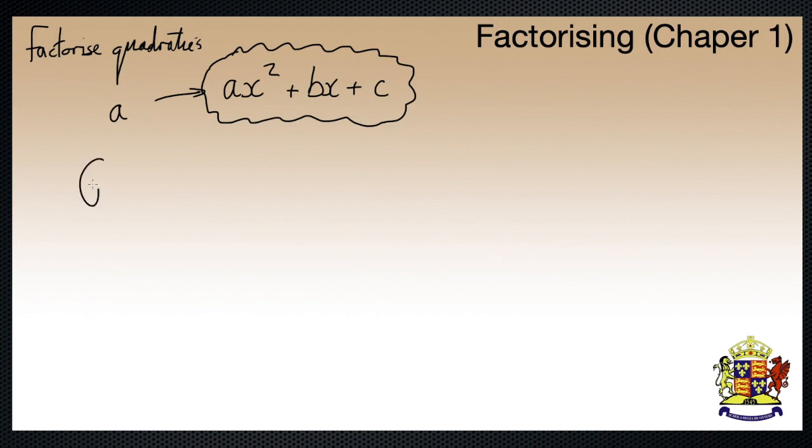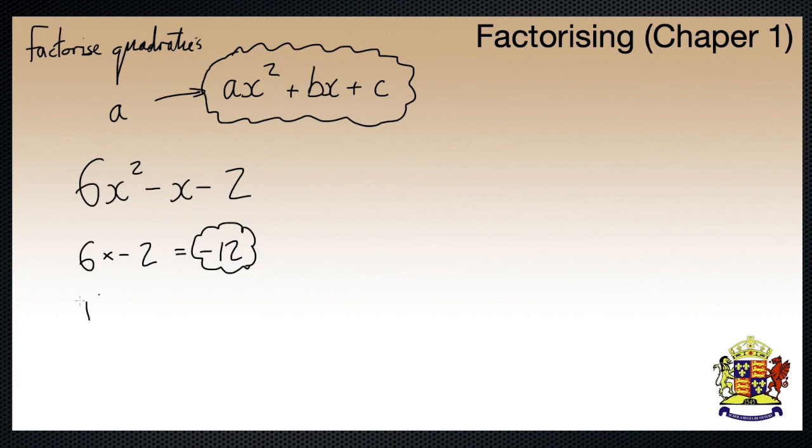The first one we have is 6x squared minus x minus 2. So what you can't do now is think, I need to add to make 1 and times to make minus 2. That doesn't make sense. Instead, you need to think, if I times 6 by minus 2, I get minus 12. And minus 12 is an important number here, because I want to find 2 numbers which times to make minus 12, but add to make minus 1.